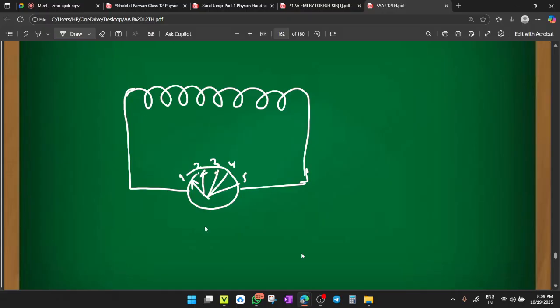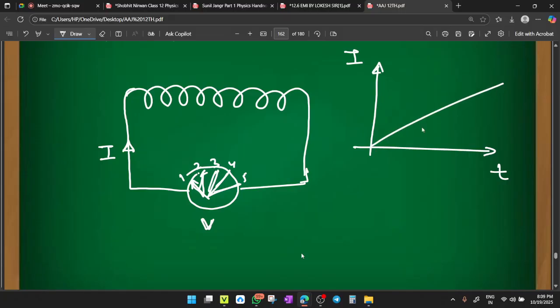So here is a battery V, and by this knob you can adjust the amount of voltage. The more the voltage, the more the current. So now you can change the amount of current by using this controlling knob. Now suppose this is time t and this is the amount of current. Now you're continuously varying this current.